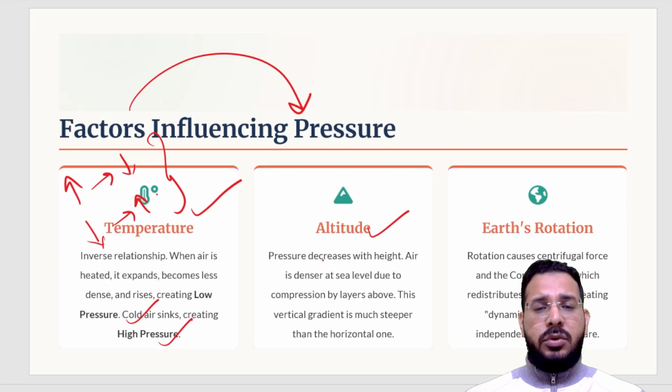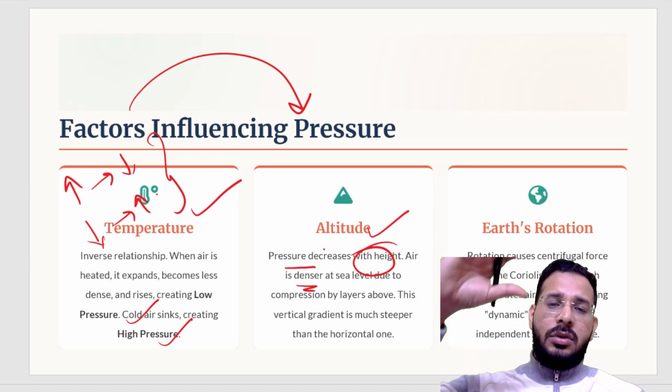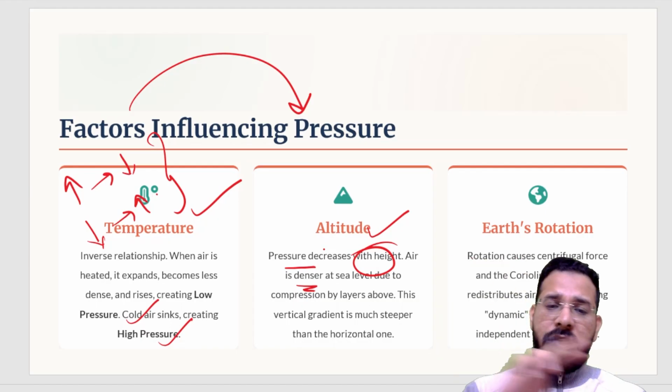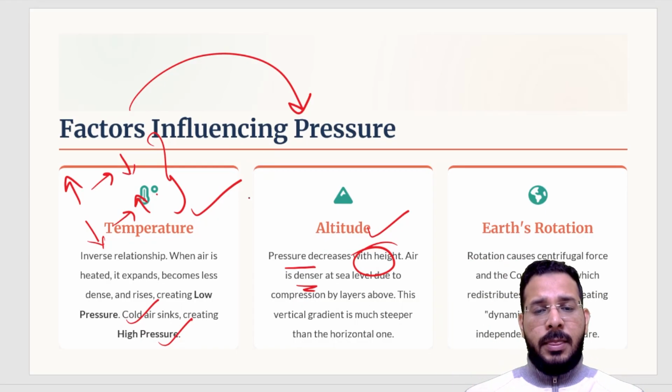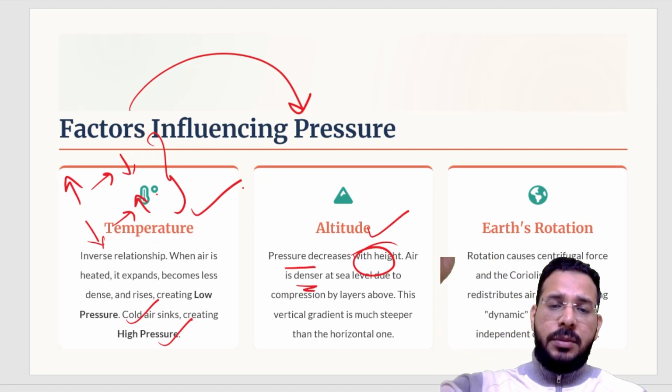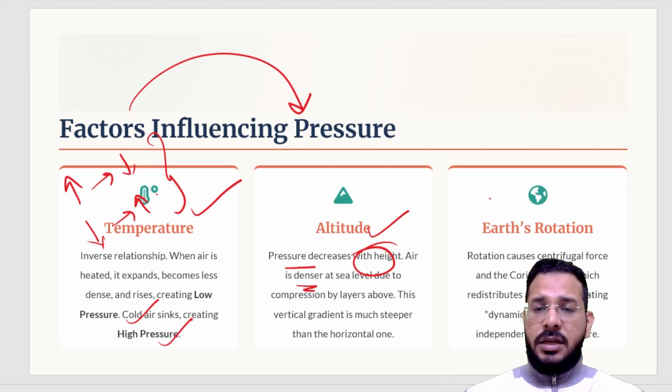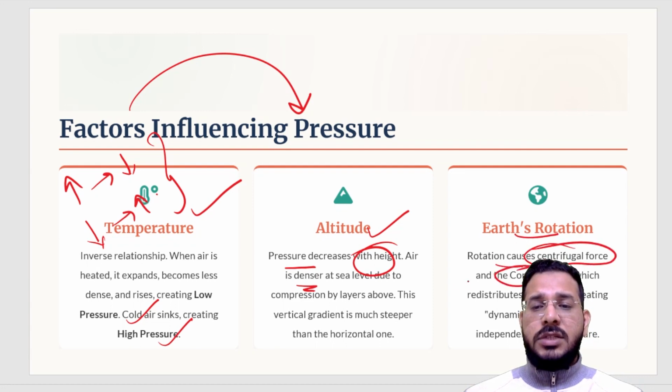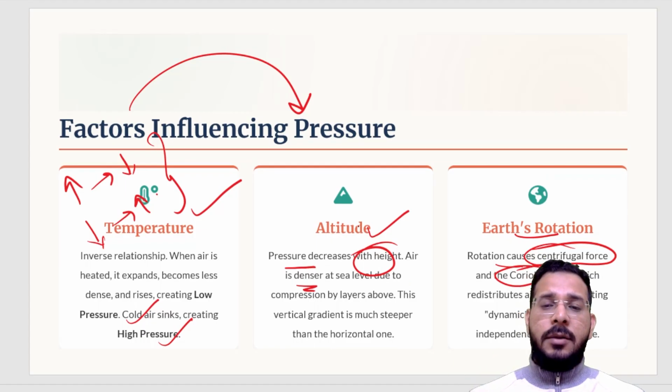And then altitude, pressure will decrease with height. Air is denser at sea level, so the dense air is sitting down, right? So at sea level, the denser air is present compared to the upper layers. So as we go up, the pressure will decrease. Similarly, the rotation of earth causes centrifugal force, and also there is the Coriolis effect because of the earth's rotation, which is a pseudo force or apparent force, which redistributes the air masses, creating dynamic pressure belts. We will see how dynamic pressure belts are formed when we see the pressure belts.